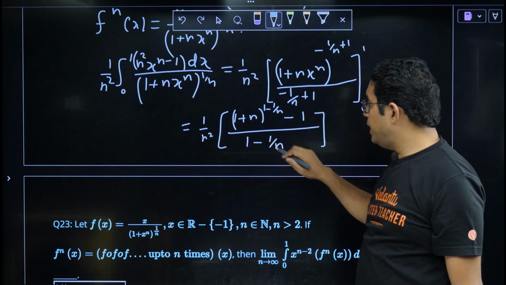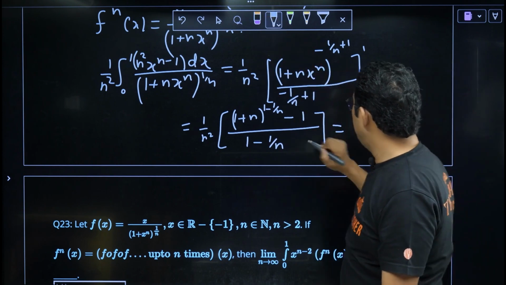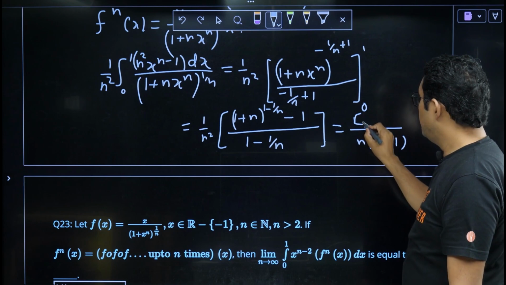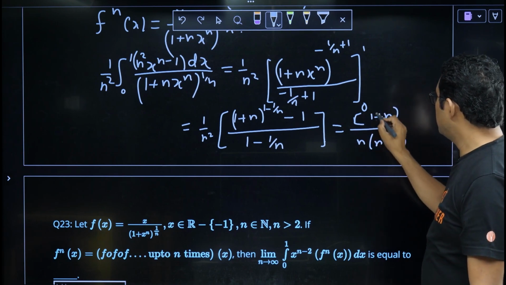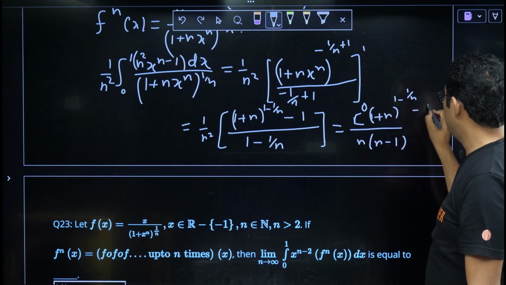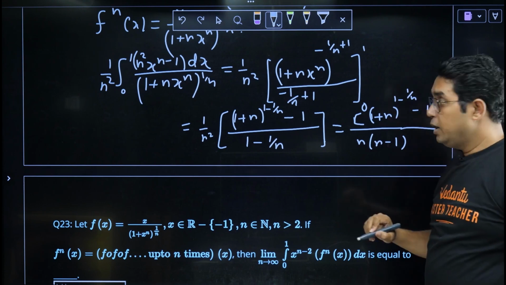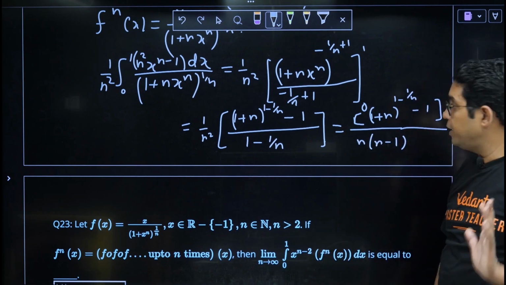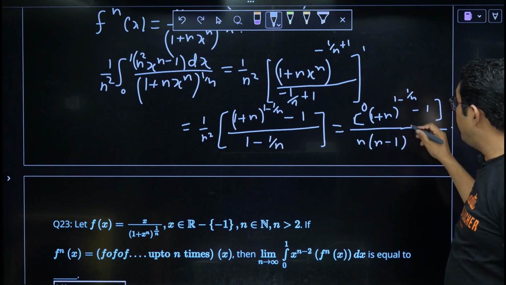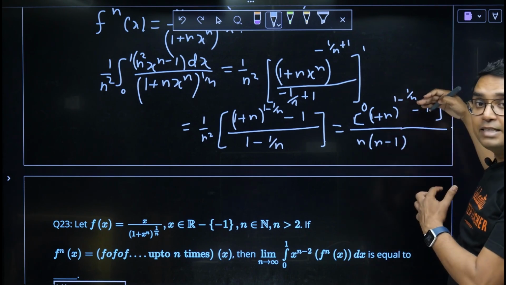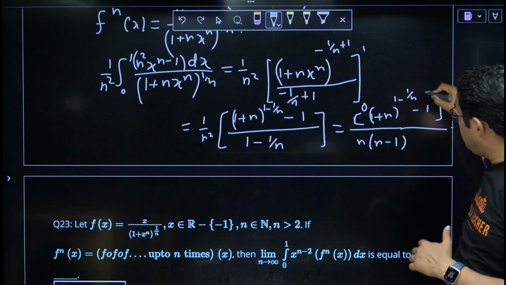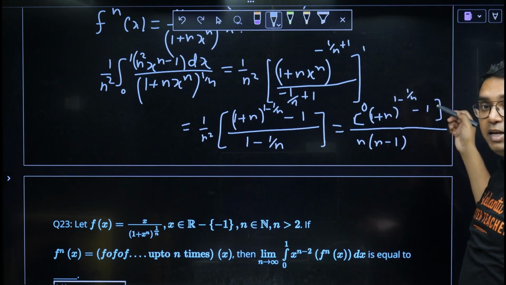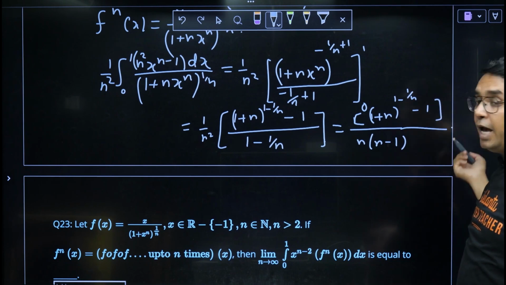Okay, if I multiply n square here, it will be 1 upon n into n minus 1 into 1 plus n power 1 minus 1 upon n minus 1. Now please see, in the denominator, this is a quadratic in n, and n is tending to infinity. Whereas in the numerator, if you check the degree, 1 plus n power is less than 1. If I make n tending to infinity and ignore 1 upon n, then the power is 1, so it will be just linear. In fact, it will be just n only.